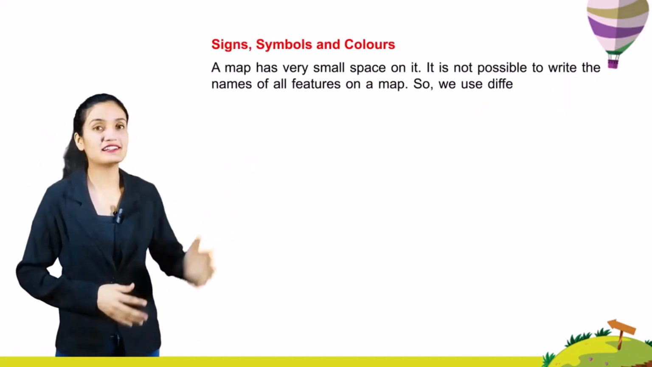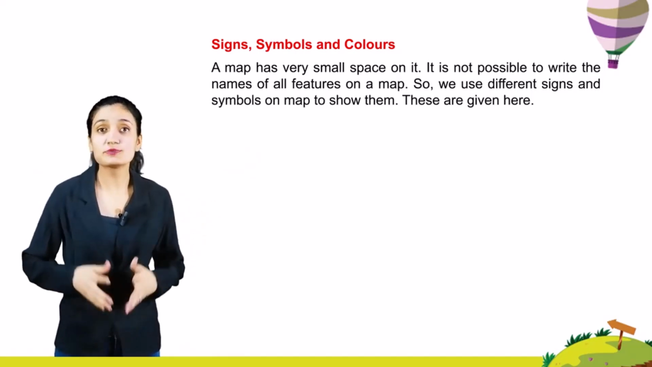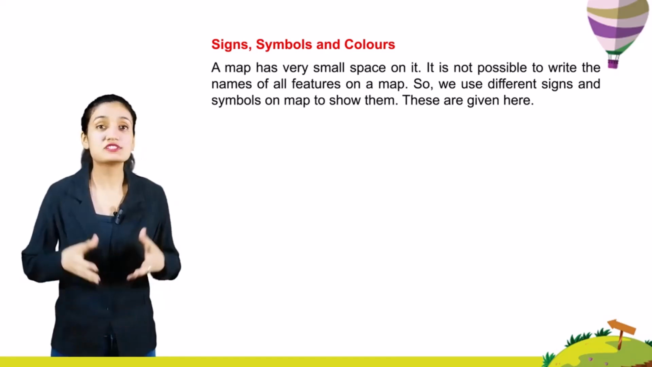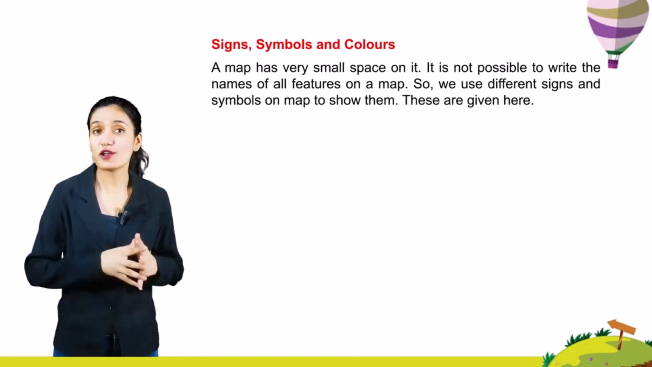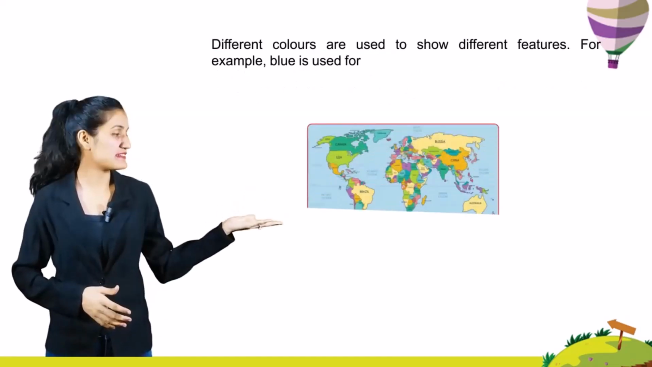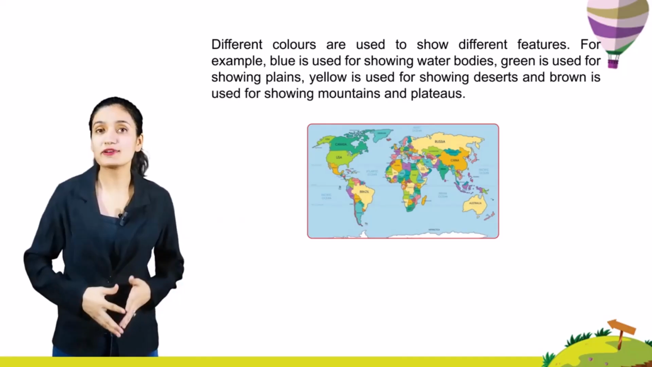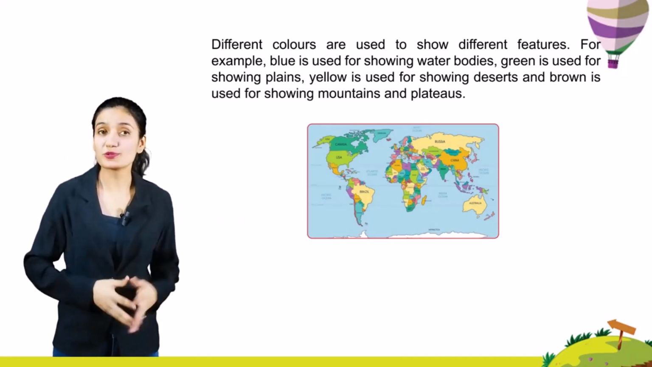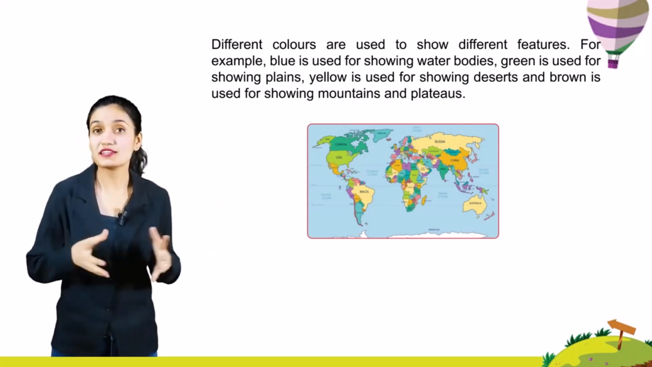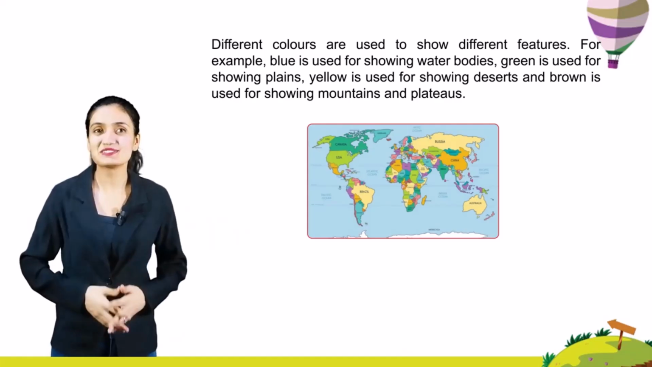Signs, symbols and colors. A map has very small space on it. It is not possible to write the names of all features on a map. So we use different signs and symbols on a map to show them. These are given below. Here you can see different colors are used to show different features. For example, blue is used for showing water bodies, green is used for showing plains, yellow is used for showing deserts and brown is used for showing mountains and plateaus.